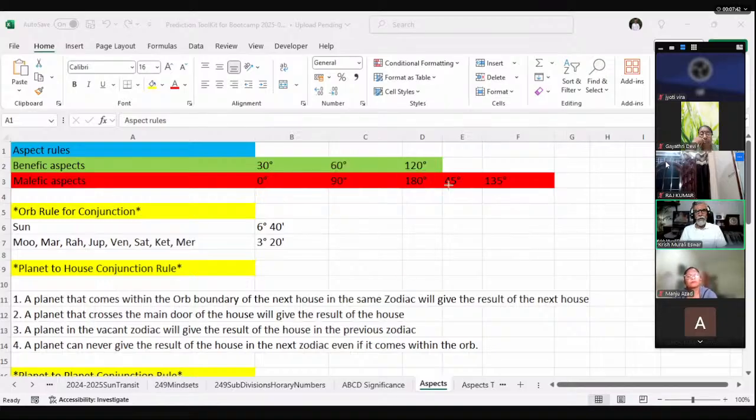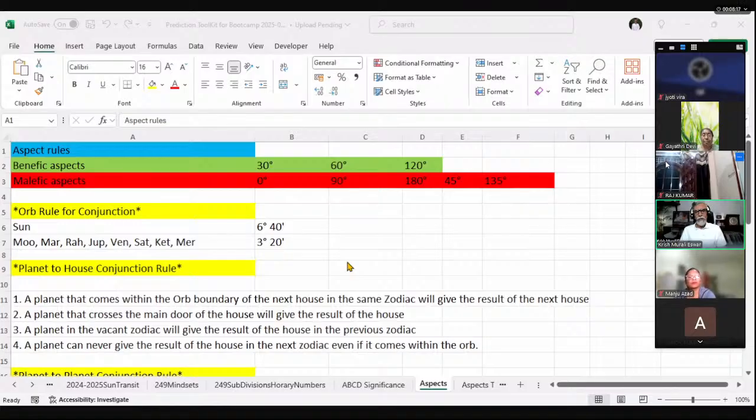And 45 and 135 are mildly malefic. You don't have to really worry much about it. Whereas 120 degree is highly benefic. 60 degree is somewhat benefic. 30 degree is mildly benefic. 0, 90, 180 are malefic aspects between each planet and the other planet. Now, what does it really mean?